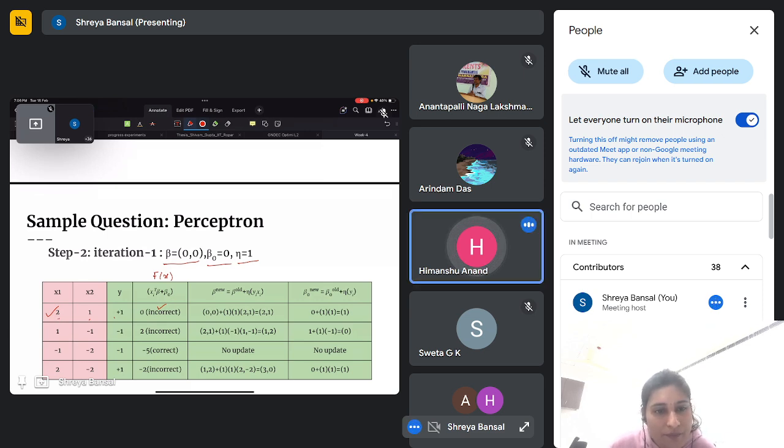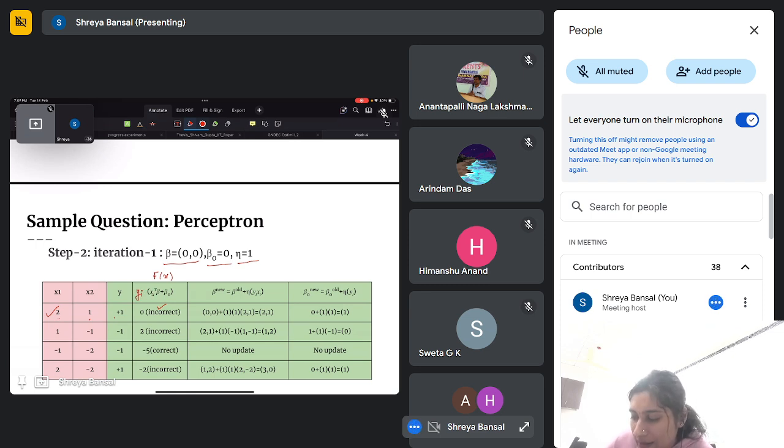May I repeat once, sir? I want to find whether the value is correct or not. So you have to go with this yi fxi, right? This is what we have proven just now, that if this value is negative, then it is incorrect. If the value is positive, then it is correct.